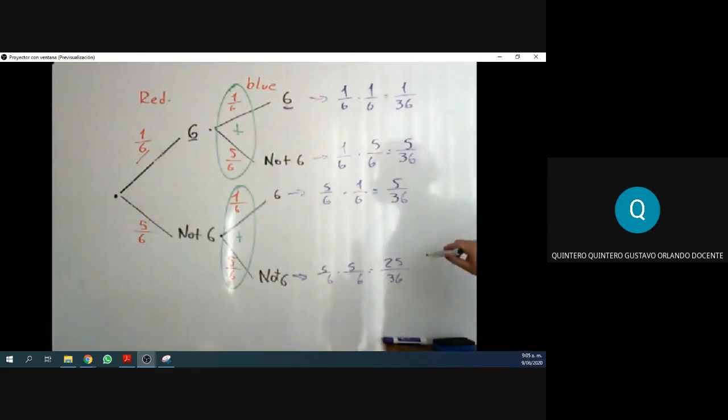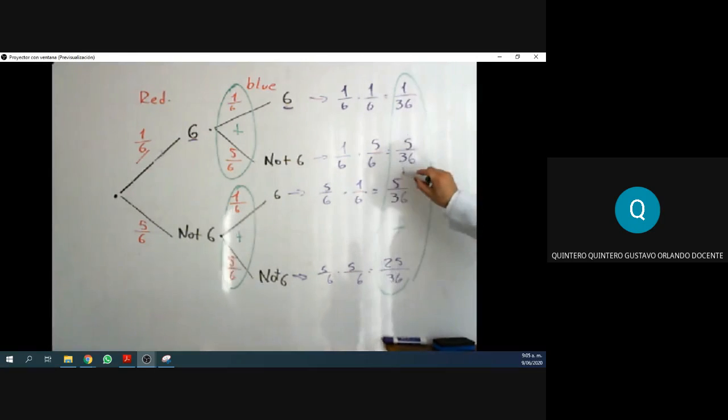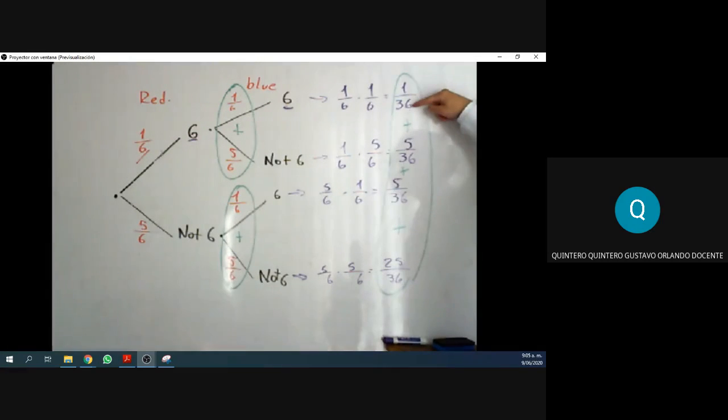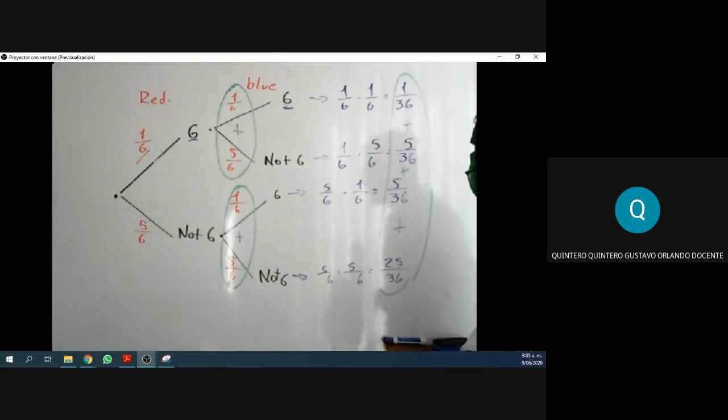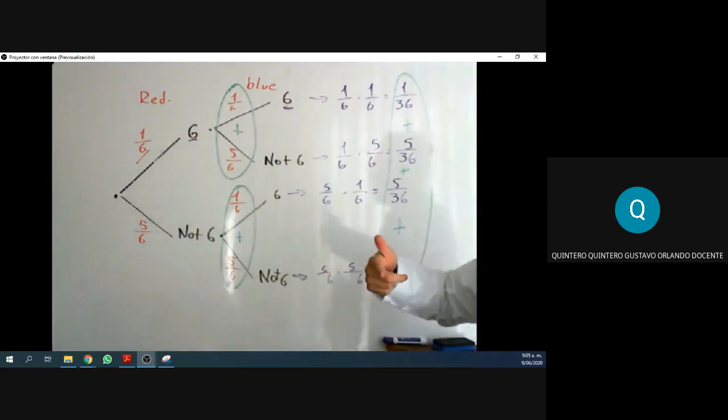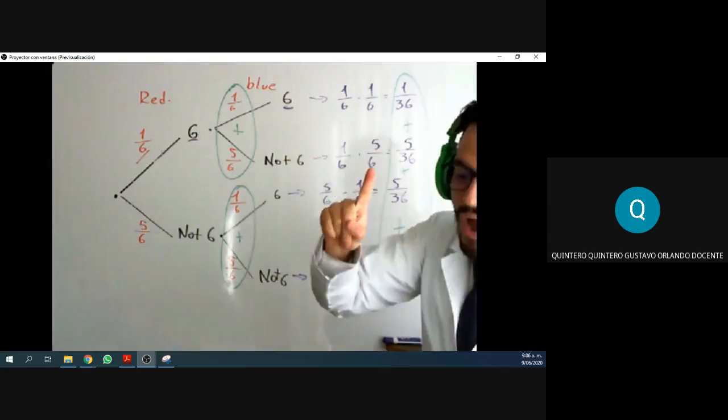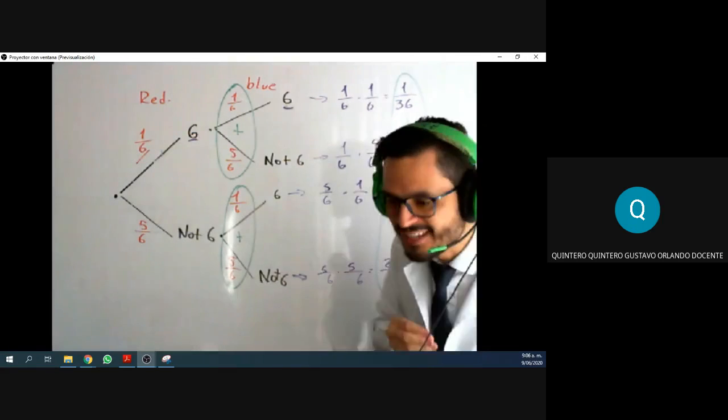But look at this. These probabilities at the end, if you add them, look at that. How much is that? This is 1/36, 5/36, 5/36, 25/36, the same denominator. So we're going to leave the denominator alone and add the numbers on top. Add the numerators. We have 1 plus 5 plus 5 plus 25. That is 36. So the addition of all the probabilities here is 36 over 36. 1. How beautiful is that?